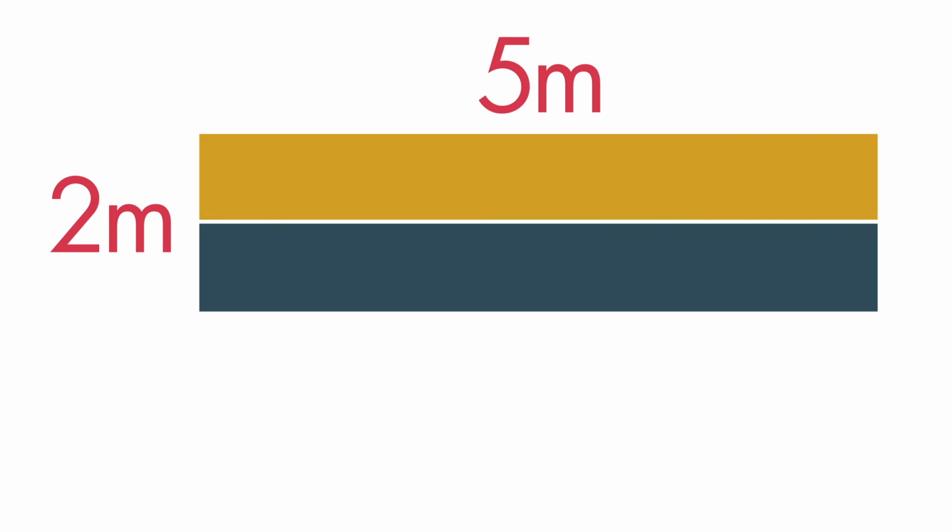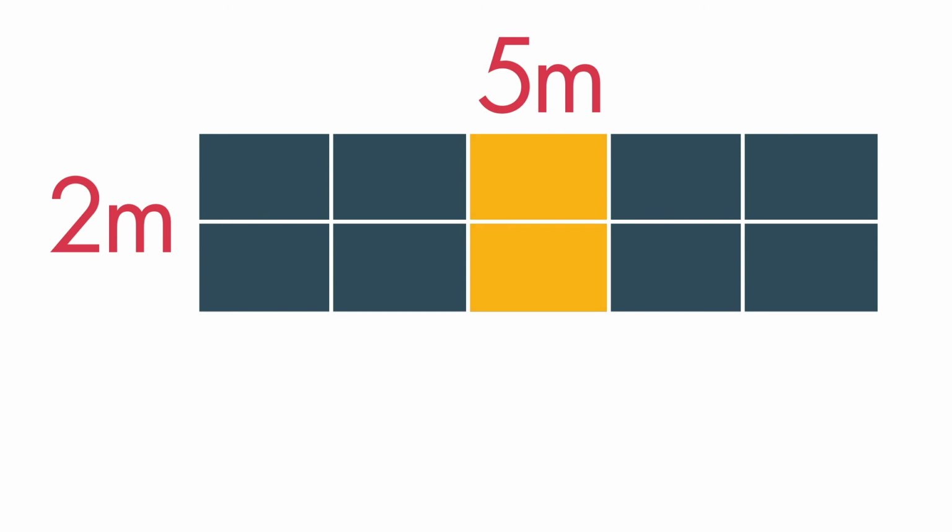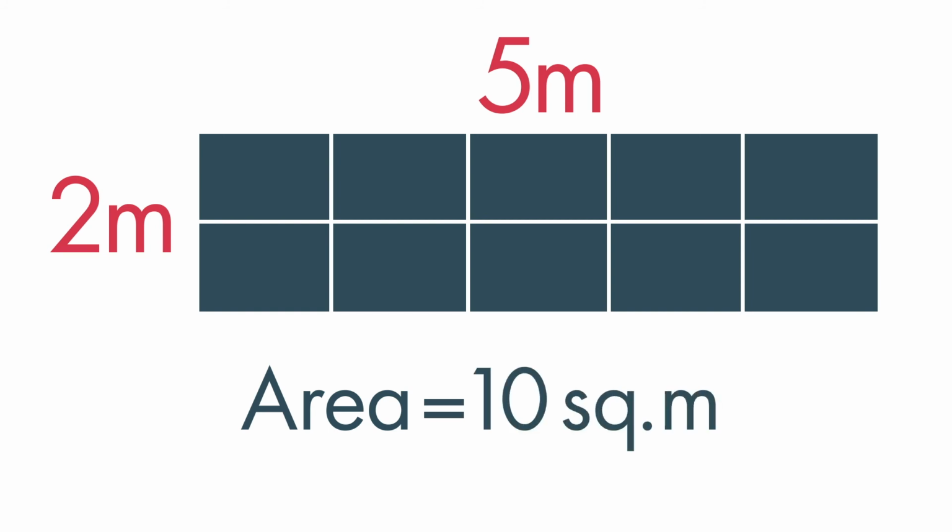What is the area of a garden bed that is 2 meters wide and 5 meters long? Start by drawing and labeling a rectangle. Draw 1 horizontal line to create 2 equally spaced rows. Draw 4 vertical lines to make 5 equally spaced columns. Count the squares. The total is 10 square meters.